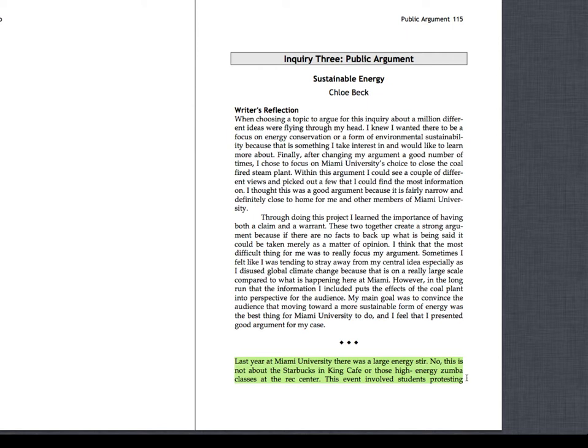Last year at Miami University, there was an energy stir. No, this is not about the Starbucks and King Cafe or the high-energy Zumba classes at the rec center. This event involved students protesting.